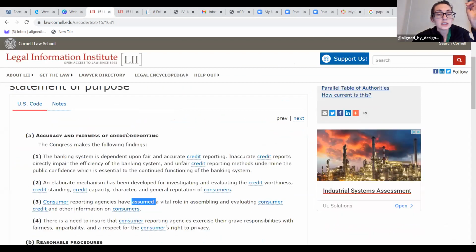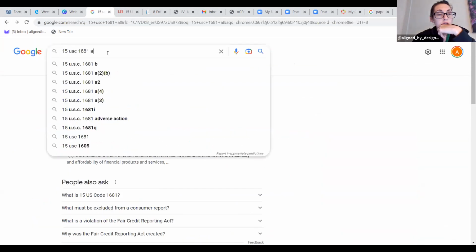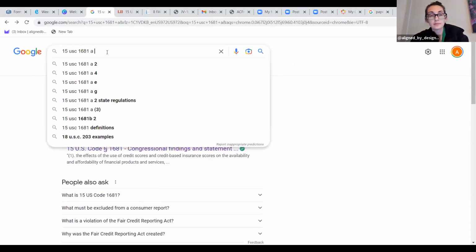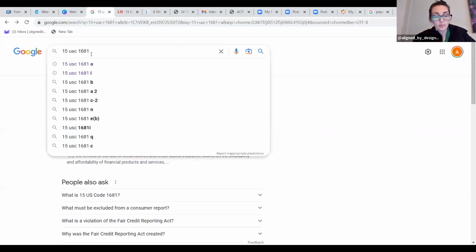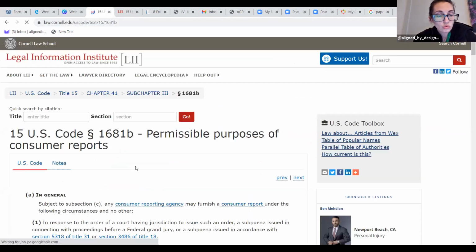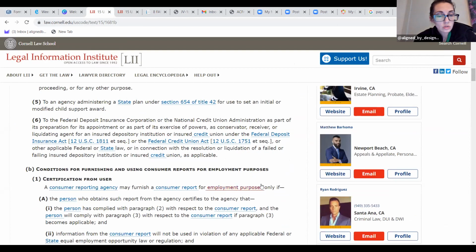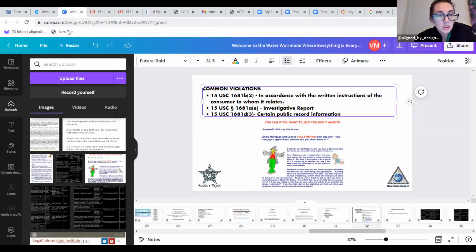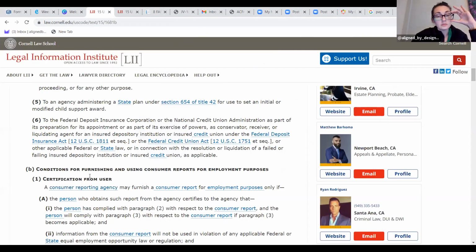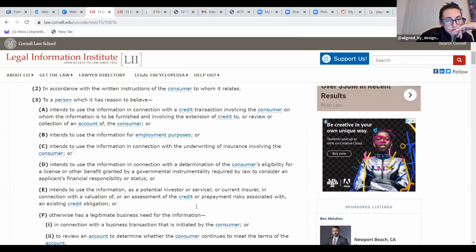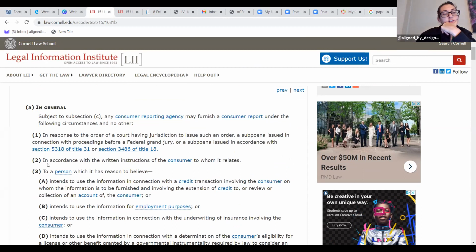Did I have? I think I have 1681. Yeah, 1681B. B2. Okay, so oh yeah, it's actually A2, but in accordance with written instructions to the consumer to whom it relates. So basically this is just more empowerment of that.